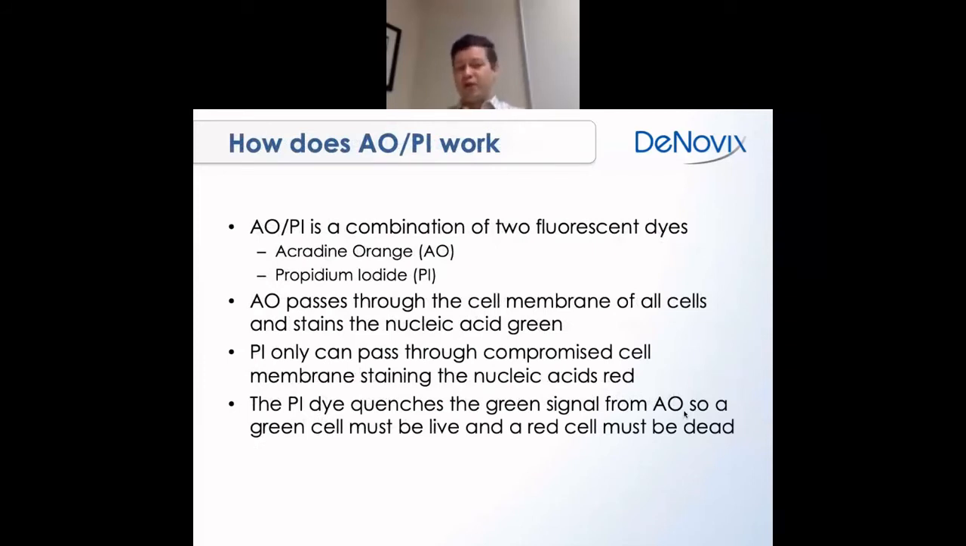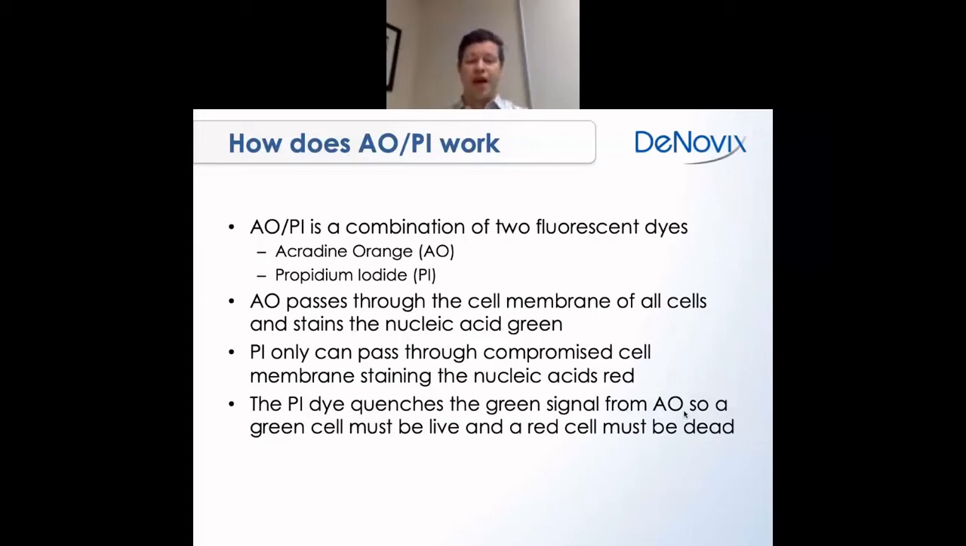So when we're talking about fluorescence in live dead cell counting, we're talking about acridine orange and propidium iodide, or I'll be calling them AO and PI for the rest of this presentation. So you combine those two dyes together. They're commonly available. They're cheap. They're really not any more expensive than buying trypan blue.